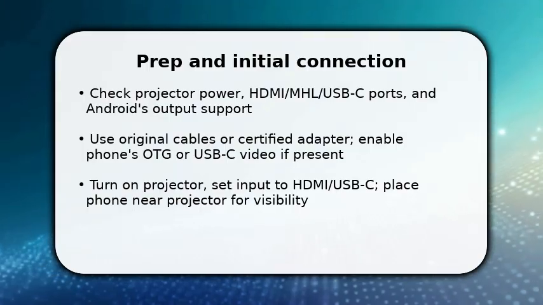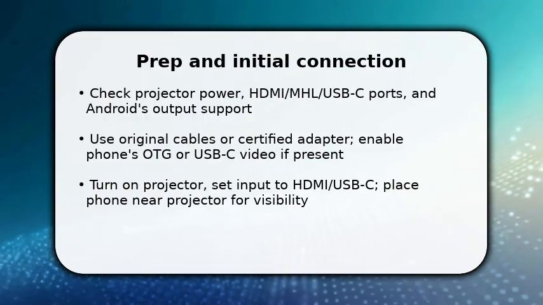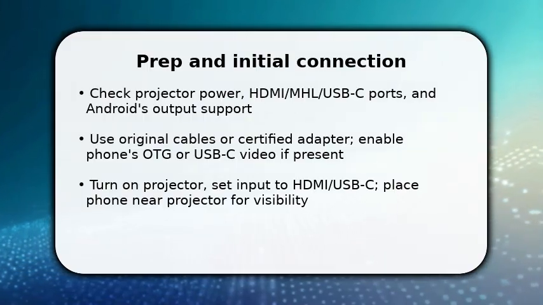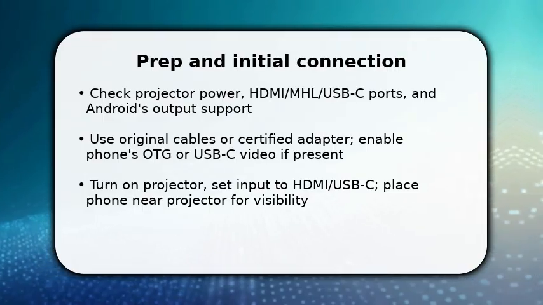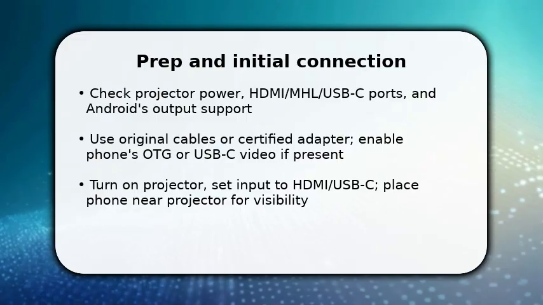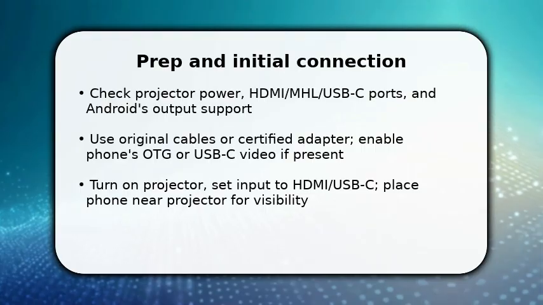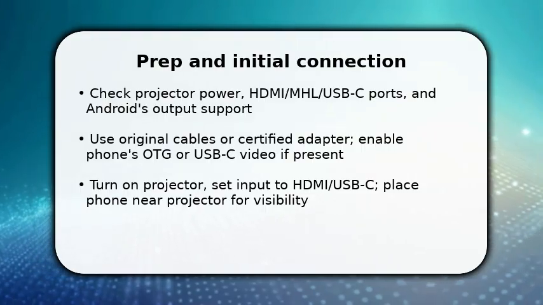You start by confirming prerequisites. Projector is powered, input selected, and your Android supports video output. Plug the correct cable or adapter, HDMI, USB-C, or MHL, into the projector, then into your phone. Once done, make sure the projector input matches the cable.